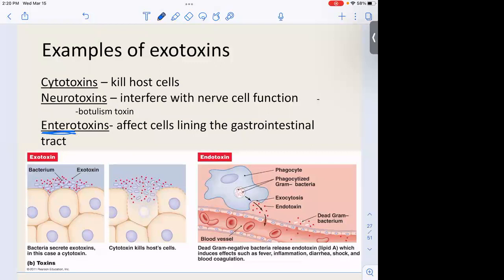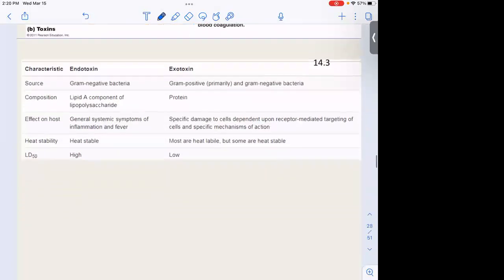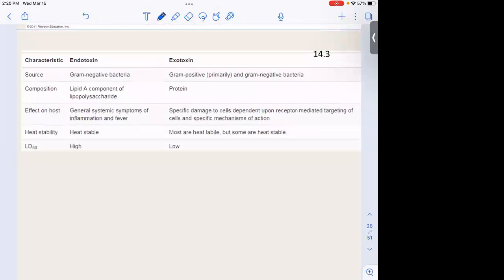All right, so here's just a comparison of exotoxins and endotoxins, kind of where they work. I like this comparison table that's in your book. Again, sometimes these are helpful. You can cover it up and see if you understand the difference. I would say don't worry about the heat stability. We're not going to worry about that. Lethal dose: with endotoxin, it takes a whole lot of it to kill somebody, whereas with exotoxin a little bit goes a long way.